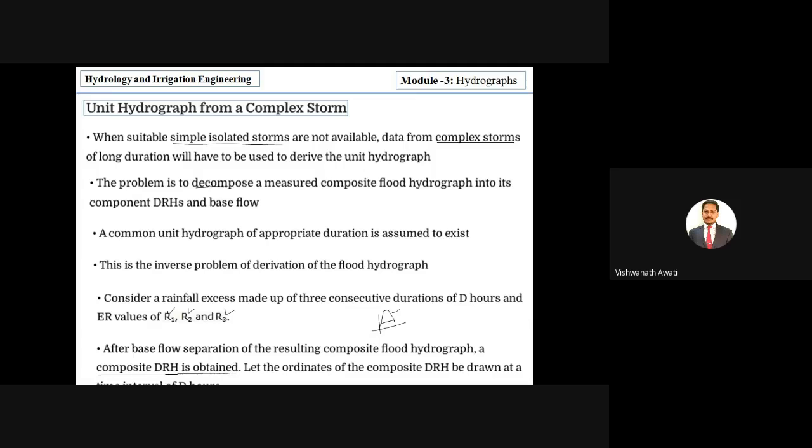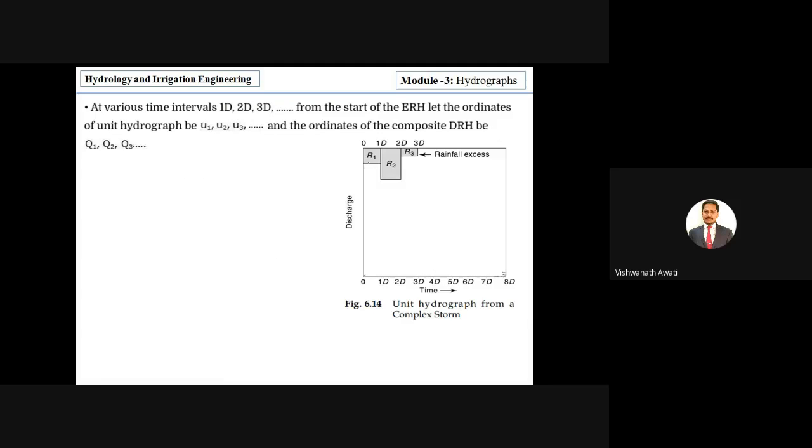Let the ordinates of the composite direct runoff hydrograph be drawn at a time interval of d hours, correct? As I told, there is a consideration of three excess rainfalls r1, r2, r3 with respect to d hours, right? Then at various time intervals 1d, 2d, 3d from the starting point of excess rainfall, let the ordinates of the unit hydrograph be u1, u2, u3, and the ordinates of the composite direct runoff hydrograph be q1, q2, q3. So the ordinates of the unit hydrograph are u1, u2, u3, and the ordinates of the direct runoff hydrograph are q1, q2, q3.